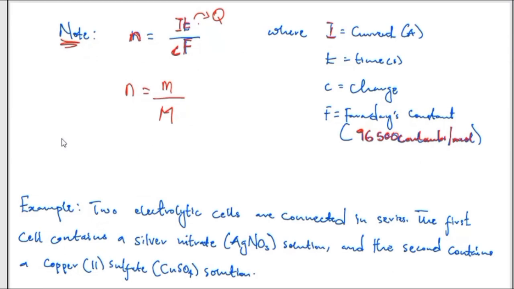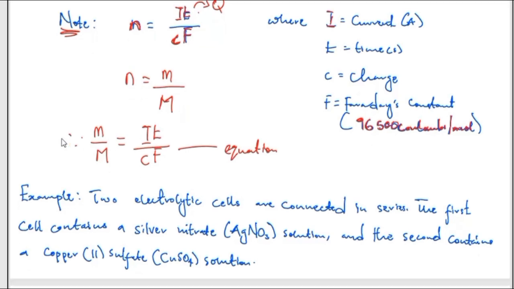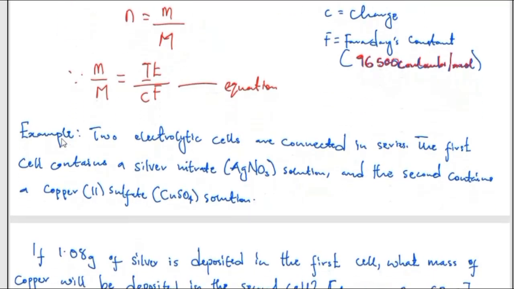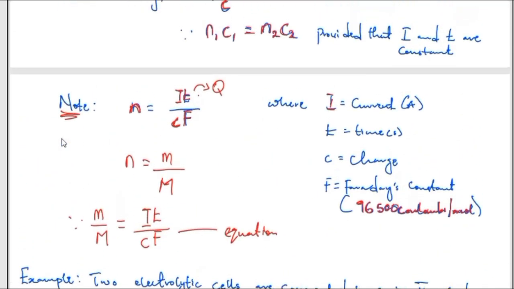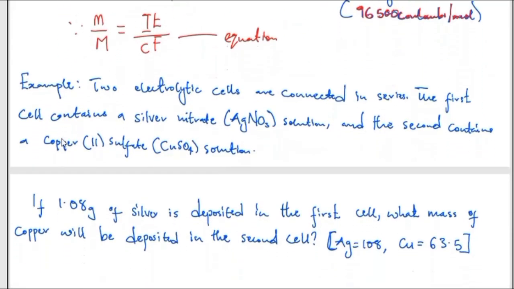So if N is equal to IT over CF and N is equal to mass over molar mass, therefore we can say mass over molar mass is equal to what? IT over charge times Faraday's constant. So take note, this is another important equation. An important equation you want to also know about. Okay, so let's quickly solve our question.